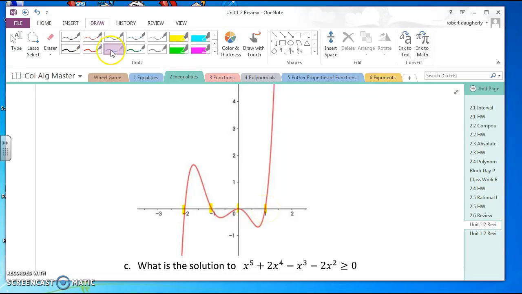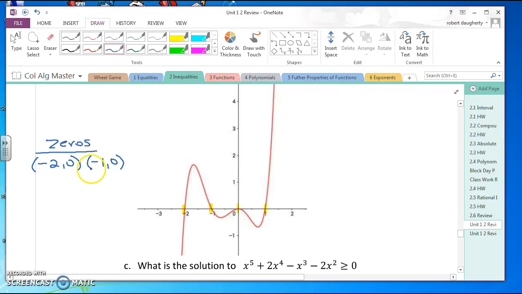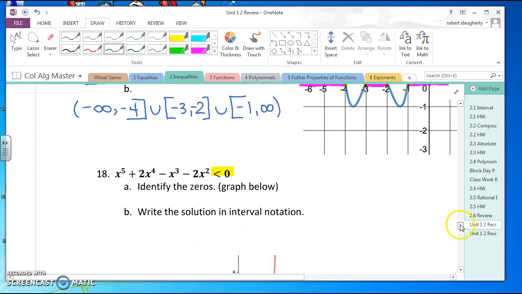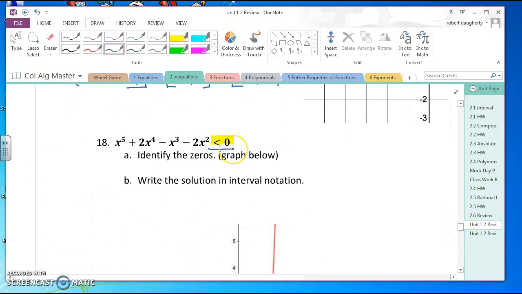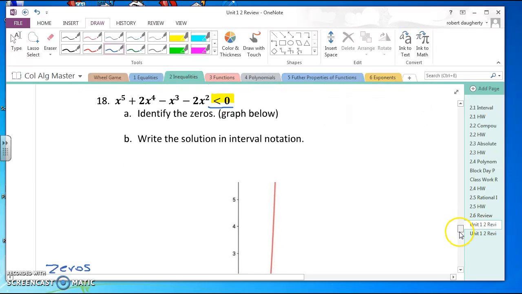So the zeros are at negative 2, 0, negative 1, 0, 0, 0, and 1, 0. Okay. And then the solution for the inequality, they wanted me to look for less than 0. So that's below the graph.